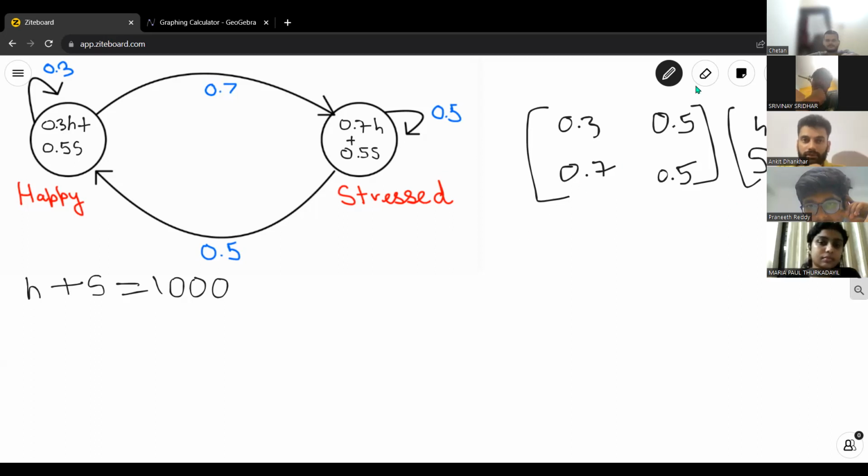Can we write s as 1000 minus h? Yeah, we can.